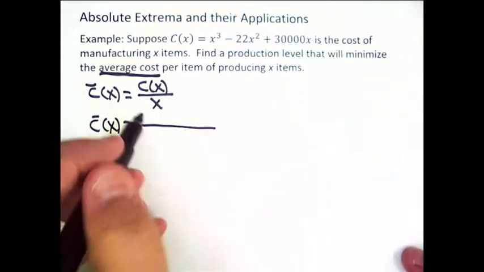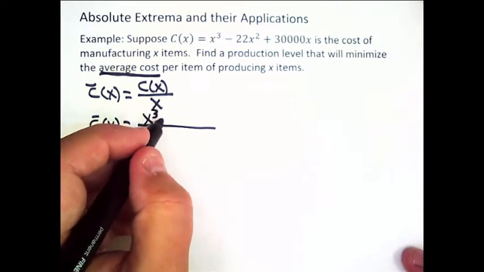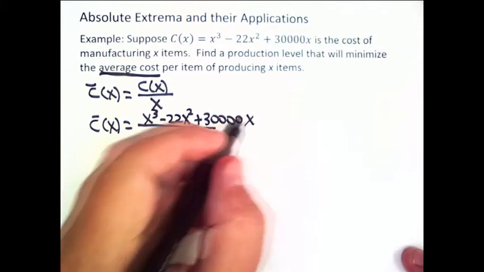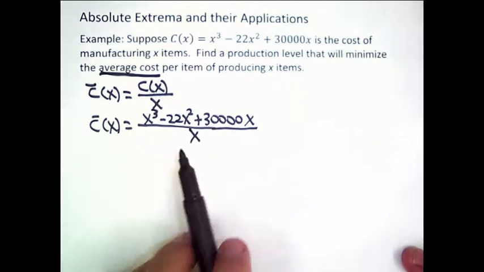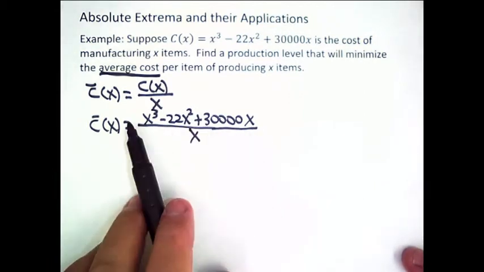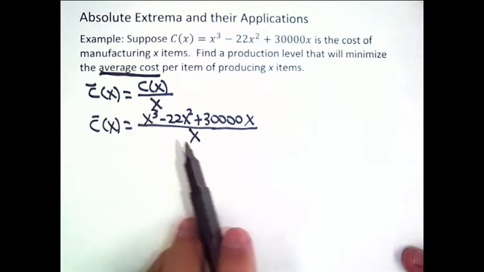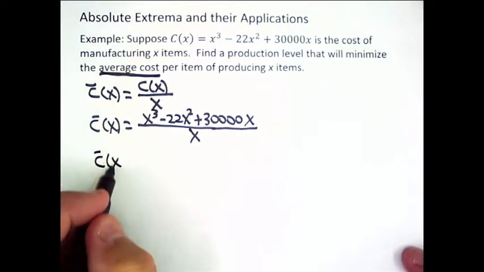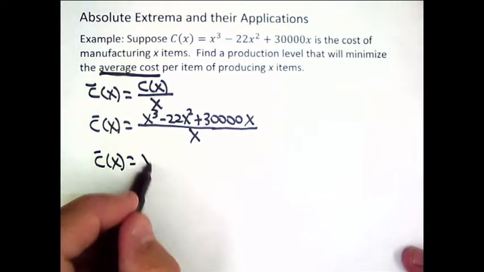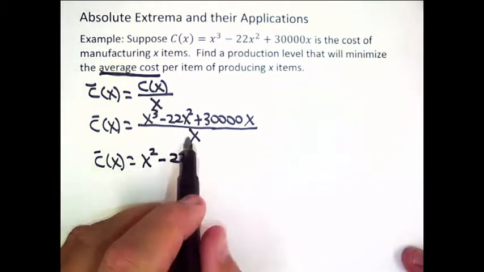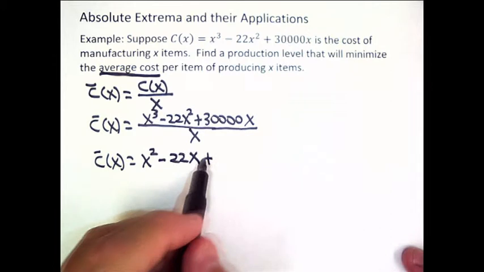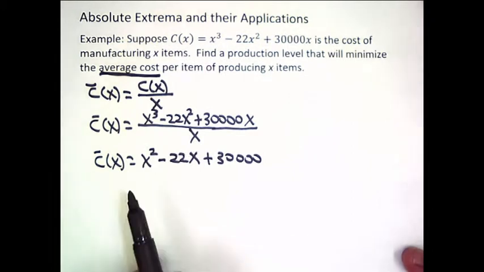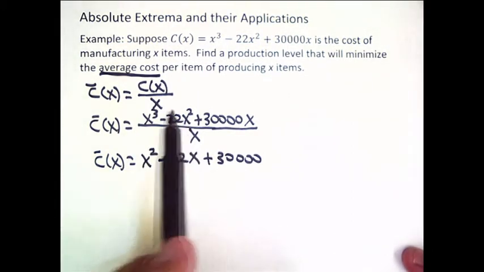C of x is this polynomial x cubed minus 22x squared plus 30,000x divided by x. Now notice there's an x in everything in the numerator. I can factor the x out and cancel it, or think about the x going into each term individually. Either way, when you take x into x cubed, you get x squared minus 22. When x goes into x squared, you're left with x plus, and when x goes into x here, you're just left with the 30,000. So this is the average cost function, and that's what you want to minimize.